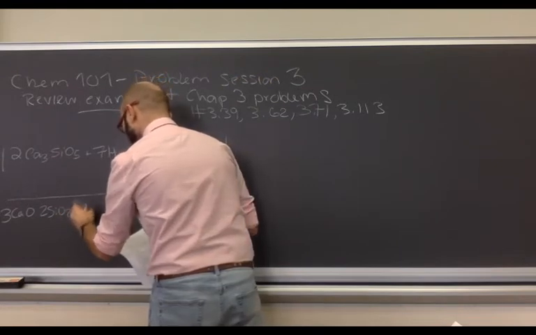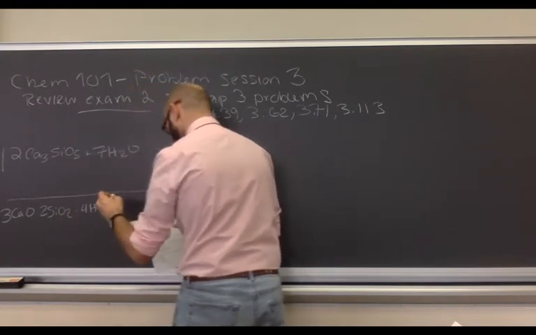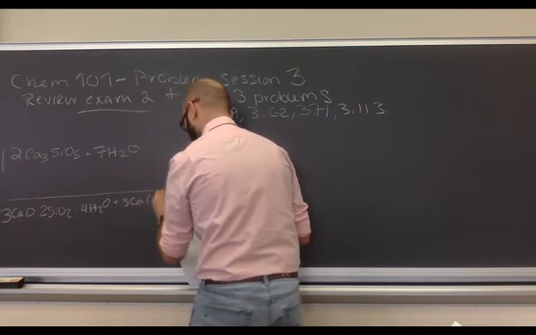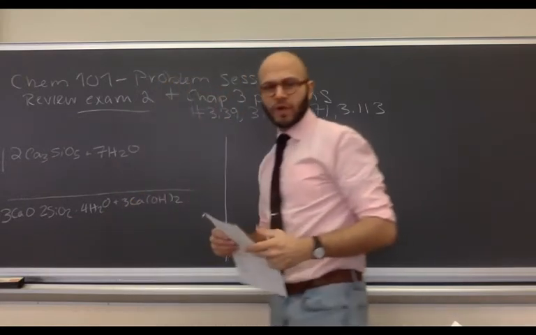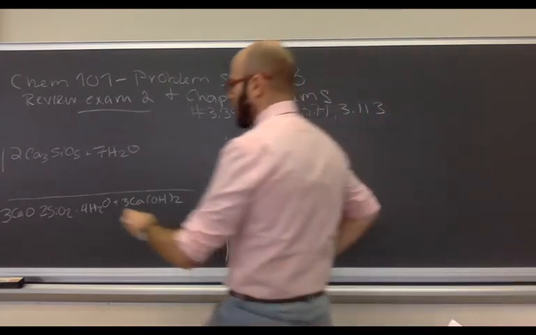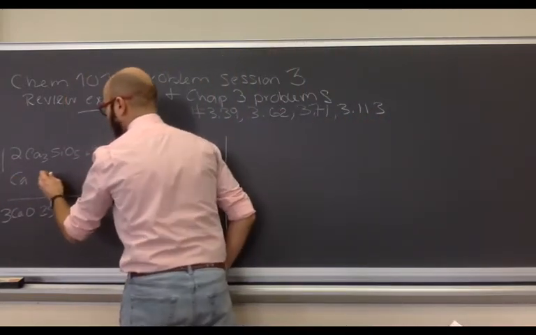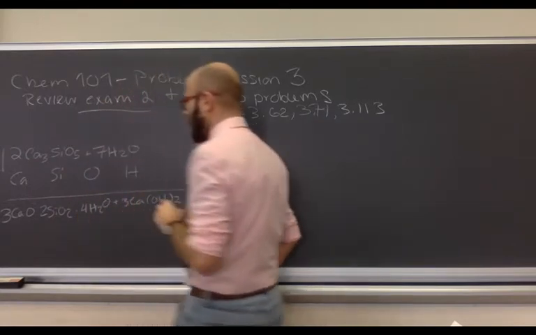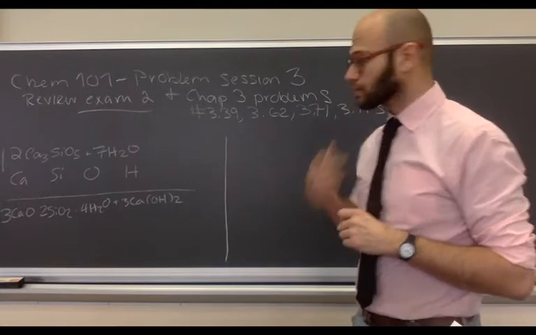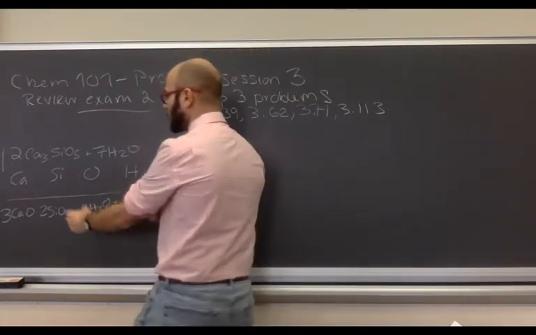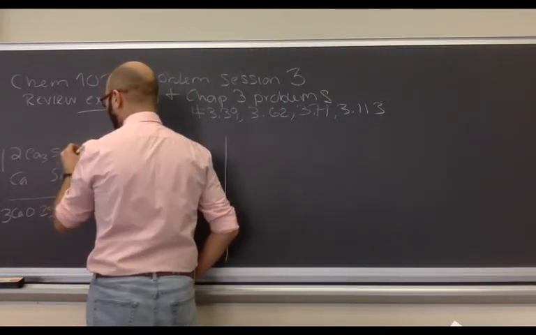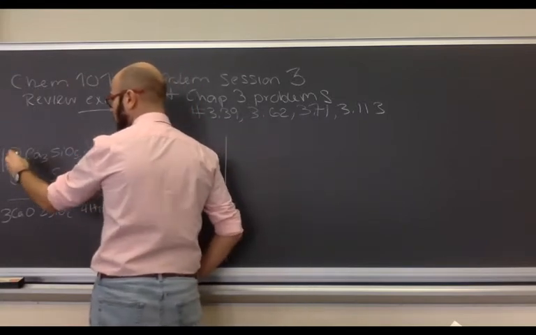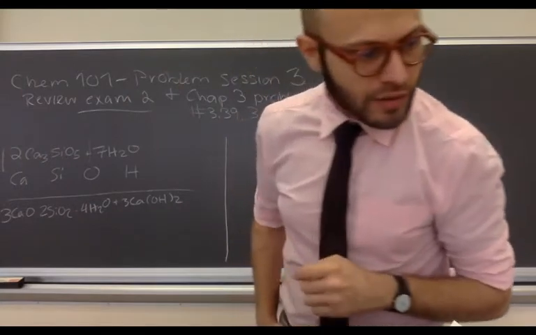SiO2 times 4H2O, and then we have plus 3 CaOH2. So your real goal is to come up with the number of calcium, silicon, oxygen, and hydrogen atoms, and then we'll balance it with the number on the bottom. And so it is a little challenging. One thing, for example, you might want to do is separate out your different molecules.